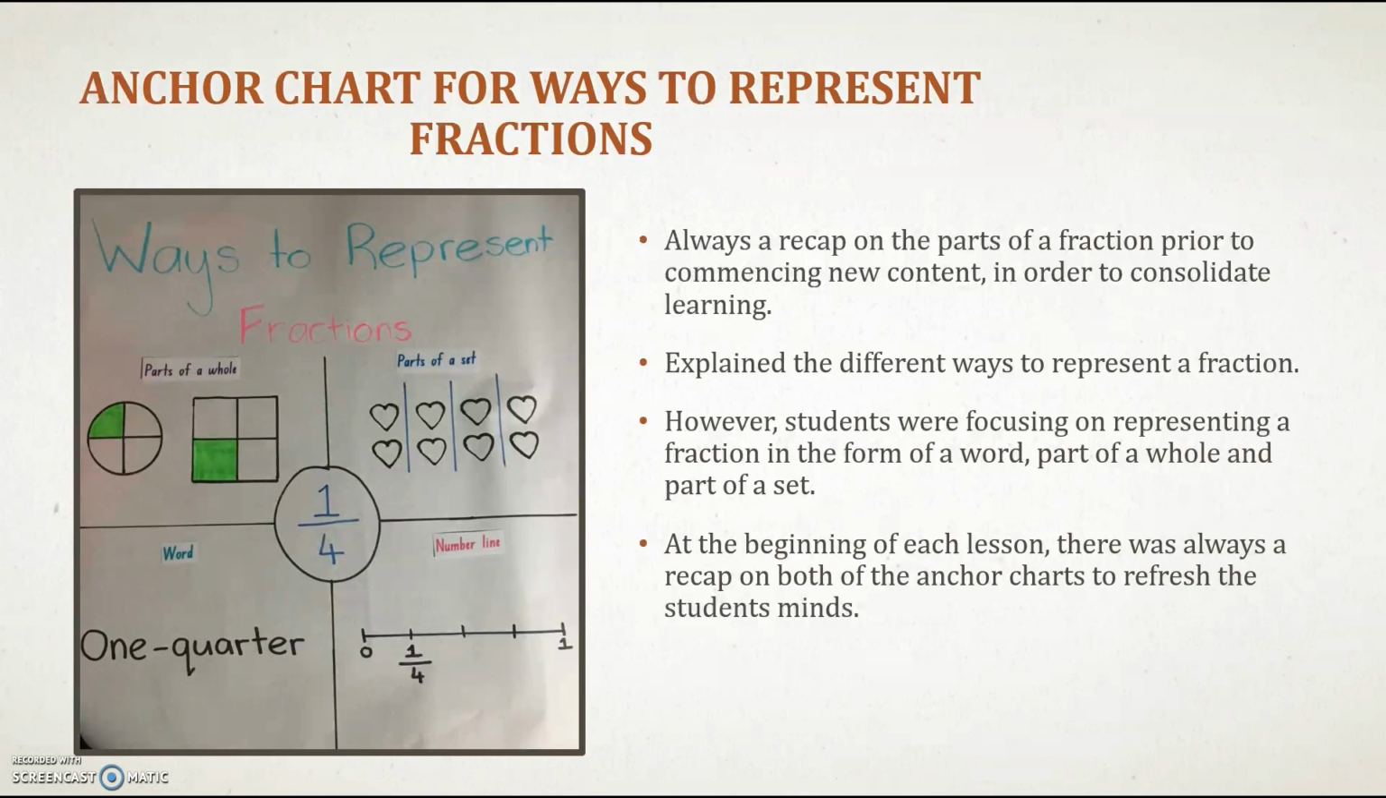I also created an anchor chart for ways to represent fractions. Before introducing this, I always recapped on parts of a fraction prior to commencing new content in order to consolidate their learning. I explained the different ways to represent a fraction. However, students were focusing on representing a fraction in the form of a word, part of a whole, and part of a set. At the beginning of each lesson, there was always a recap on both of the anchor charts that I had created to refresh the students' minds.